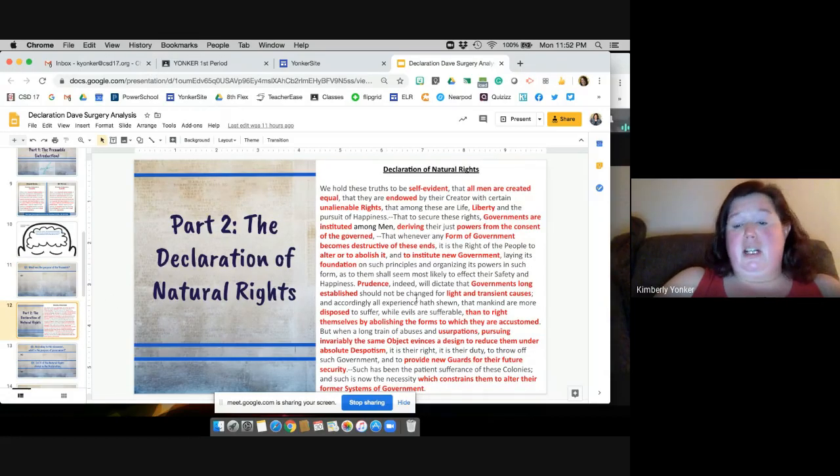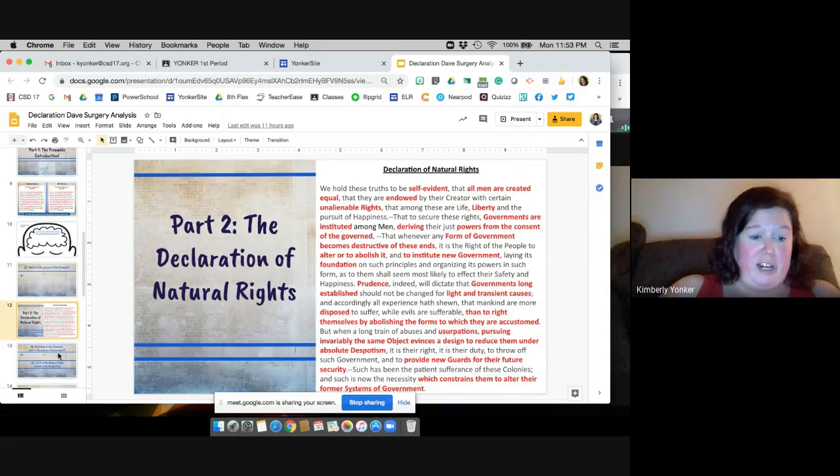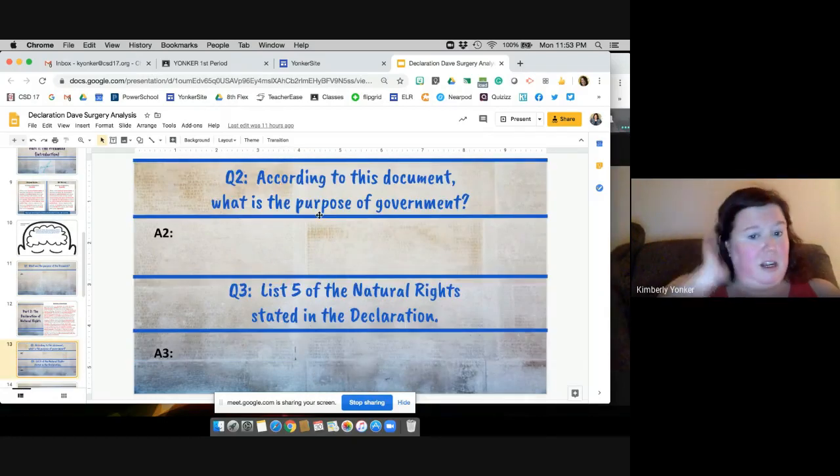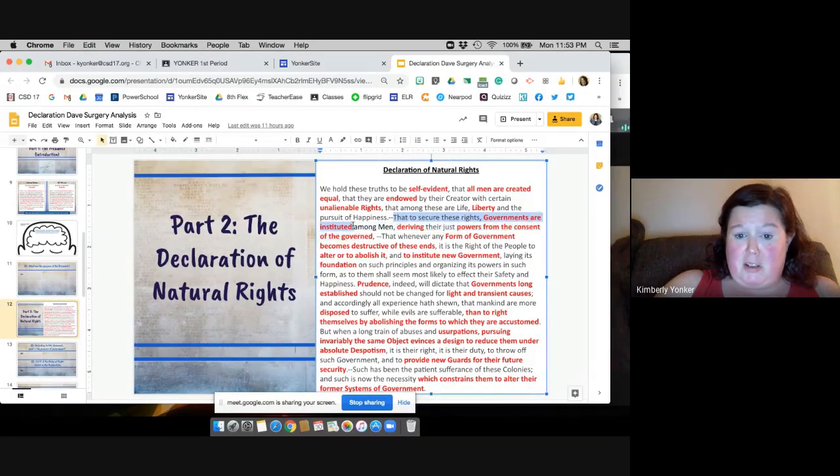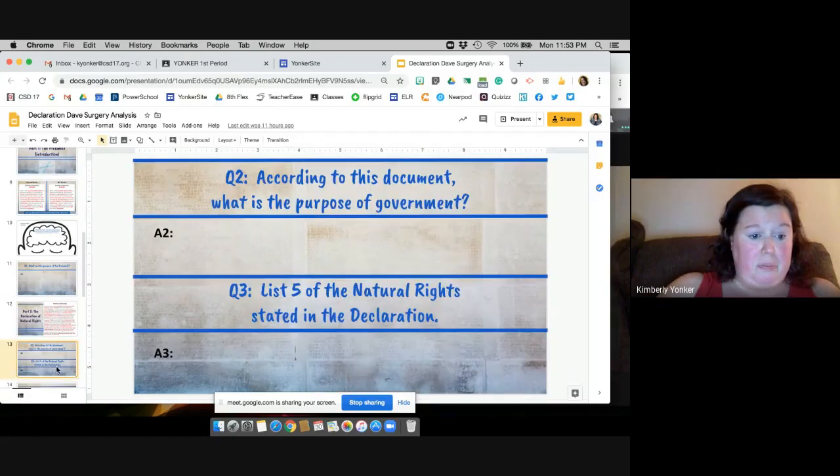I broke down the Declaration of Natural Rights, explained it to everybody phrase by phrase, piece by piece. The purpose of government is straight from the document: to secure these rights, governments are instituted. So governments are created to secure the rights of the people, to protect the rights of the people.